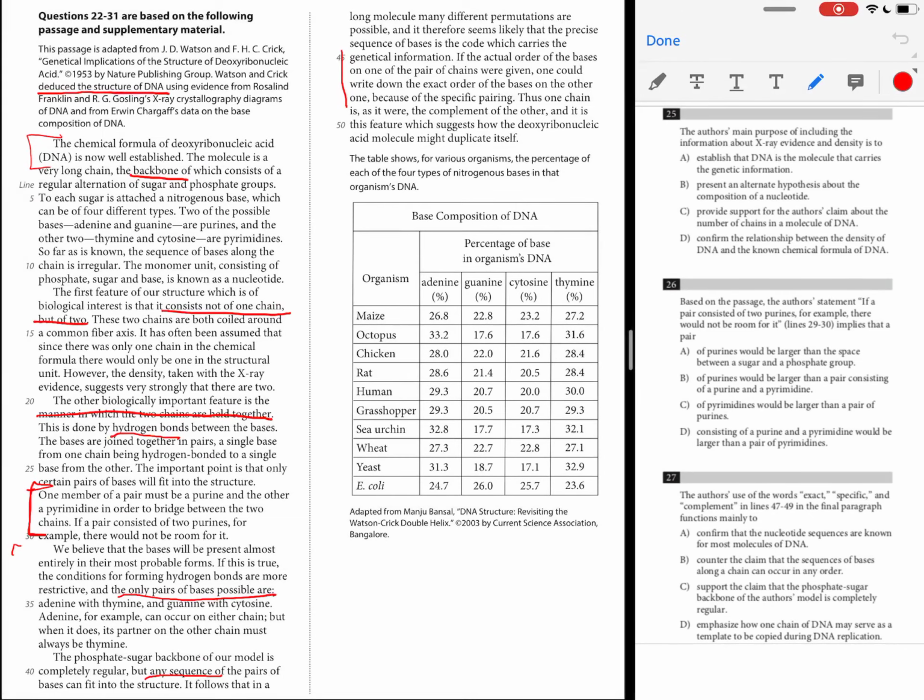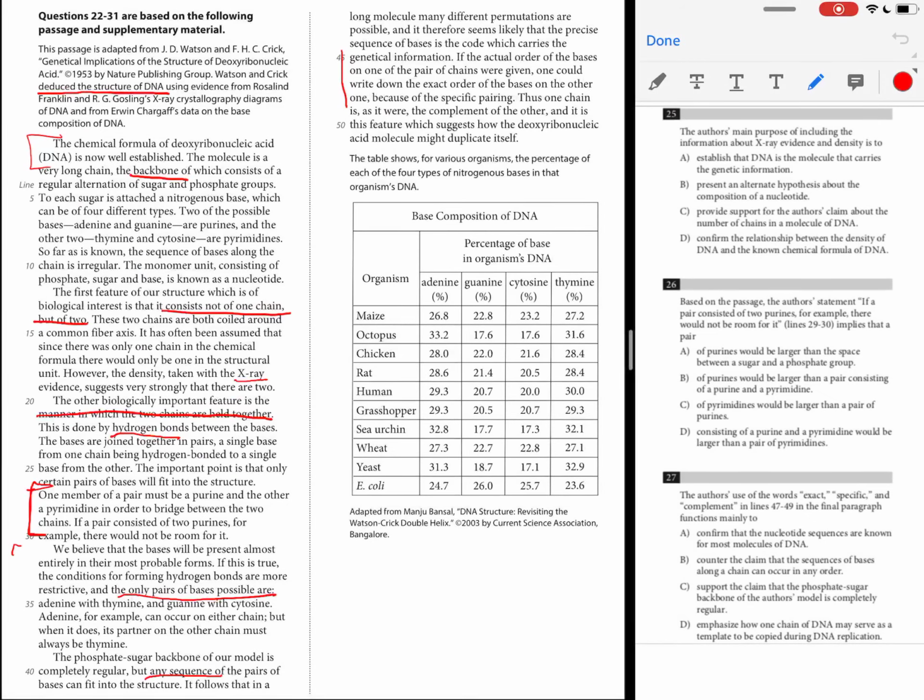25, the author's main purpose of including the information about X-ray evidence and density is to... Okay, so I don't know where this is. I'm going to be looking for it. We have this great assistance that X-ray is very, very scannable, where you can glance on the page and see it right away. And so indeed, I can find X-ray. And then I'm going to read that sentence and figure out what it's doing within my paragraph to be able to answer this question. However, the density taken with the X-ray evidence suggests very strongly that there are two. Okay, so it's providing evidence for the structure of having two chains.